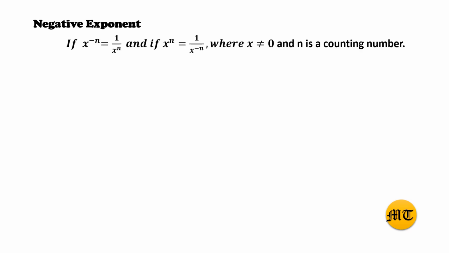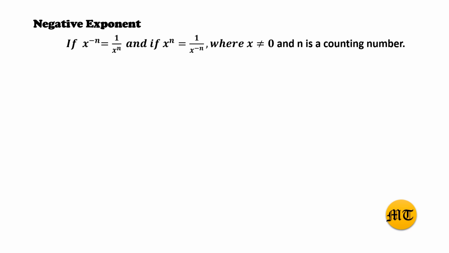We are done with zero exponents. Let us move now to the negative exponent. Here is the definition of negative exponent. If x is raised to negative n, then it is equal to 1 over x raised to positive n. And if x is raised to positive n, then it is equal to 1 over x raised to negative n. Where x is not equal to 0, and n is a counting number.